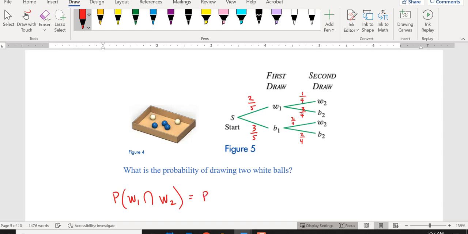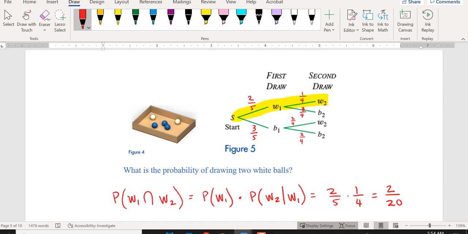That's going to be equal to the probability of white on the first times the probability of white on the second given white on the first. I just think of it this way. I'm going to do 2/5 because I'm going, watch the path that I'm going. I'm going that path. I'm going to do 2/5 times 1/4, which is equal to 2 out of 20. You could write 1 out of 10 if you wanted to. So just follow the path.